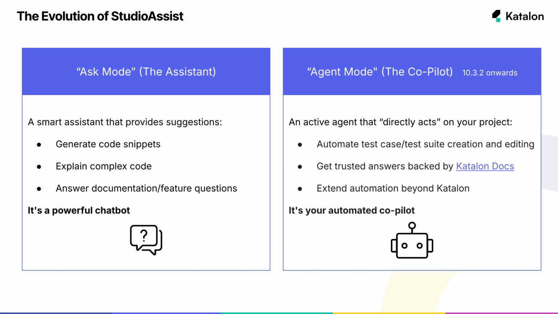The Ask mode or assistant functions as a powerful chatbot, providing suggestions, generating code snippets, explaining complex code, and answering documentation questions. The new agent mode or co-pilot from version 10.3.2 onwards is an active agent that directly acts on your project, automating test creation, providing trusted answers from Catalan docs, and extending automation capabilities.